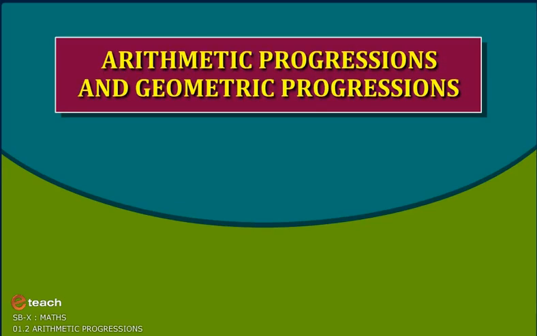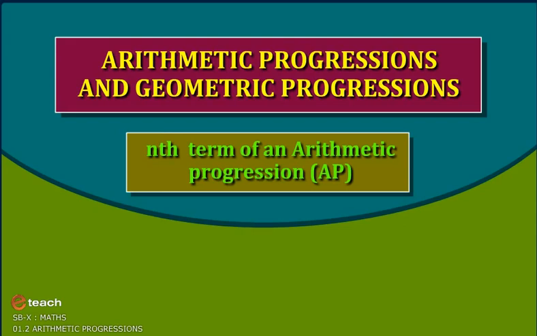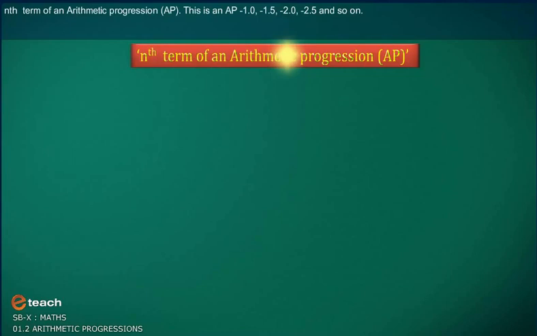Arithmetic progression and geometric progression. Nth term of an arithmetic progression, that is AP. Nth term of an arithmetic progression, sum of first n terms of an AP. Nth term of an arithmetic progression.